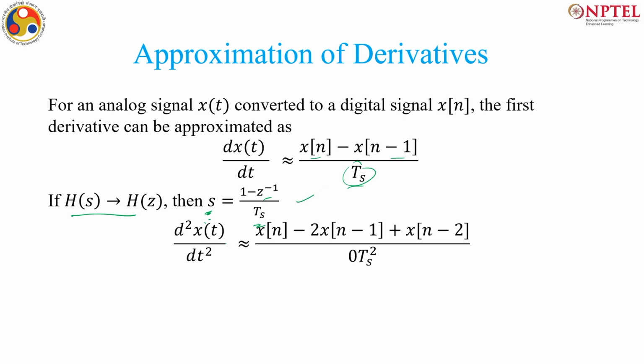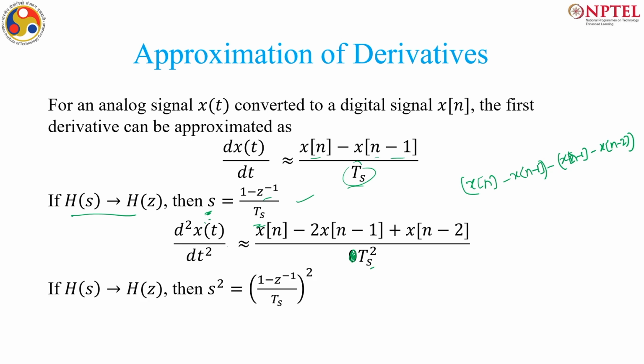So, let us see the second order differentiation. If I do the second order derivative, I get this. First it will be x of n minus x of n minus 1, minus, x of n minus 1 minus x of n minus 2, whole thing in bracket, right. And this will be Ts square. This 0 will not be there, this is by mistake. So, by Ts square.